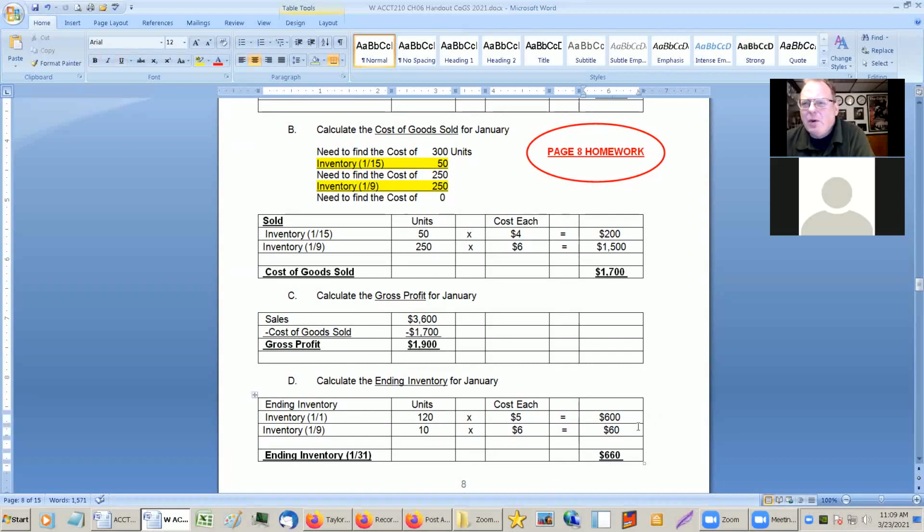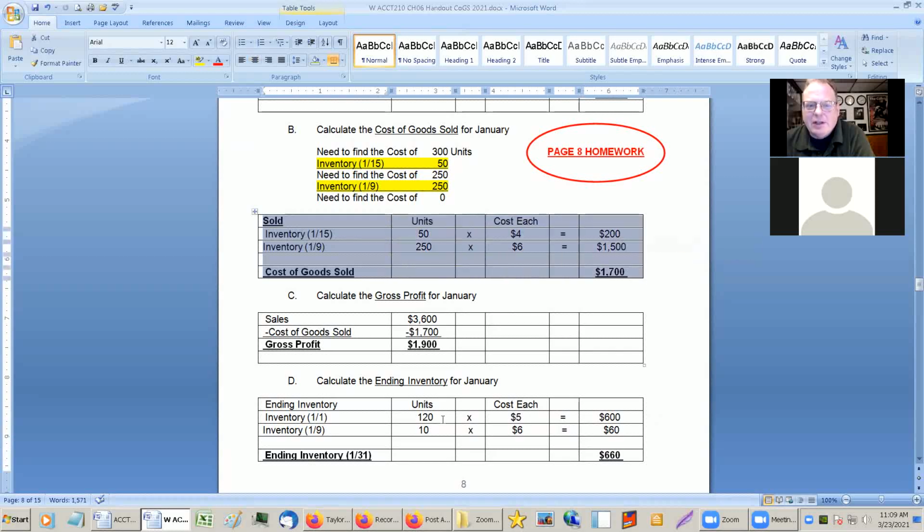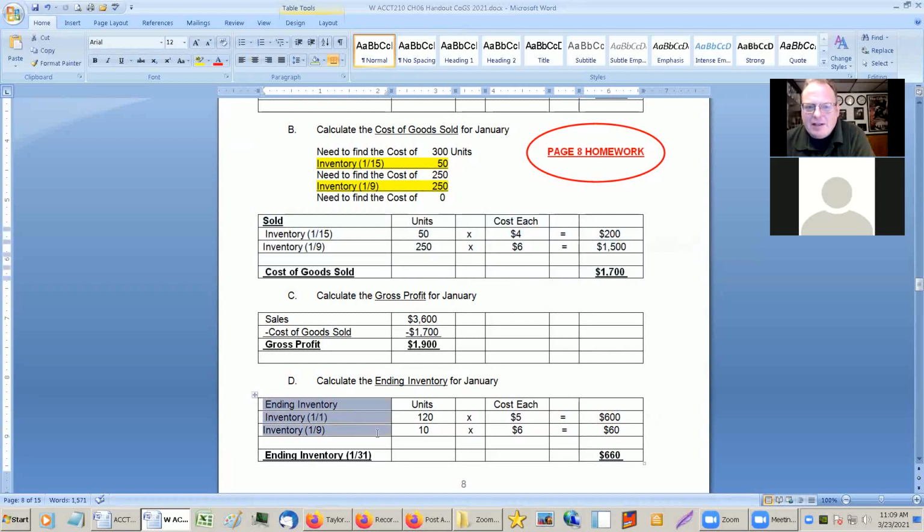And if you're wondering why we use FIFO with LIFO: it's LIFO for the cost of goods sold, last in first out, but down here these are the first ones in. So the first ones in are sort of like the ones not sold. Sometimes it's easier to get the not sold than the sold.